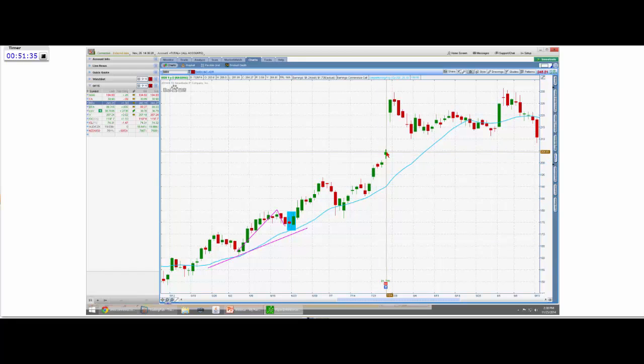But before earnings, it was as high as 205.50. So you could have easily gotten out before earnings with a very, very nice profit there.